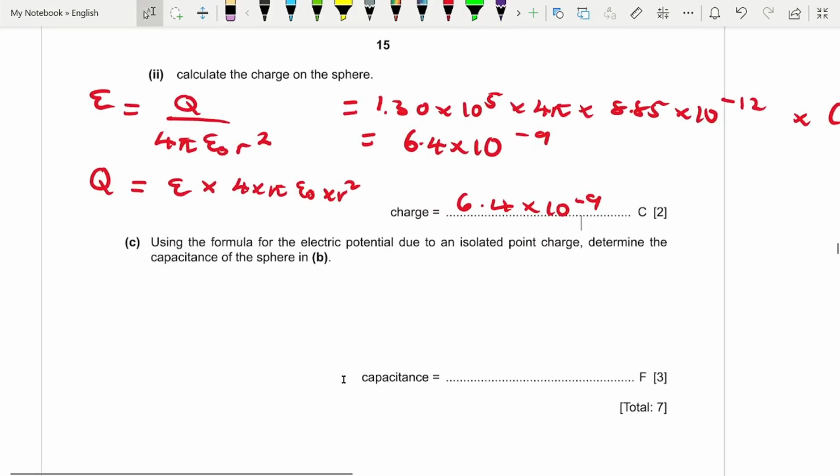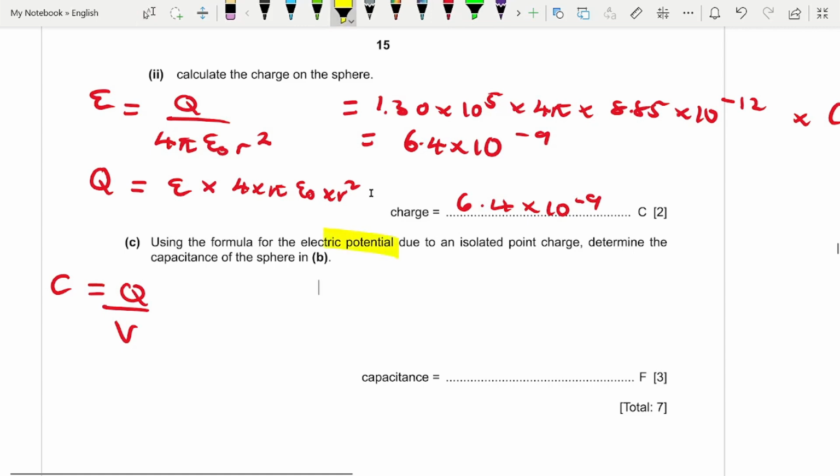Using the formula for the electric potential due to an isolated point charge, determine the capacitance of the sphere. What is capacitance, right? The capacity to store charge when a potential difference is applied across you. You're like a little capacitor. You're going to store some charge. They don't really store charge, but we talk about that. But then capacitance is just Q divided by V, how much charge has been stored per unit potential difference that has been applied. Okay, they said using the formula for electric potential.